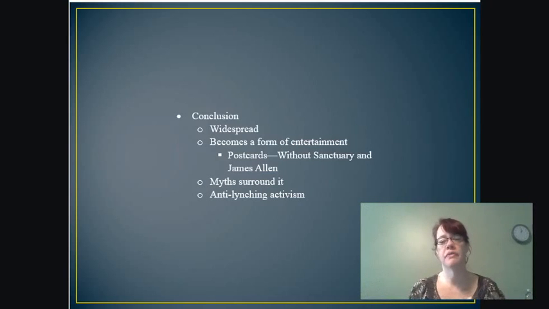It becomes a form of entertainment, which is something you're going to look at more with the Without Sanctuary. As I mentioned earlier in this lecture, I chose to not include those photographs in my lecture because I feel like they can be overwhelming for some students, and I just didn't want you to not be able to watch this lecture because you couldn't handle the photographic evidence that I was presenting. But I do think that the website and the collection that James Allen has put together is extremely important.